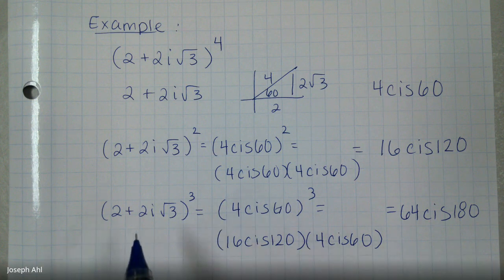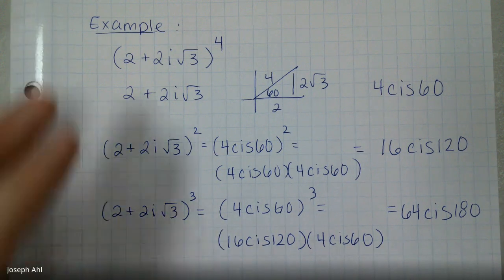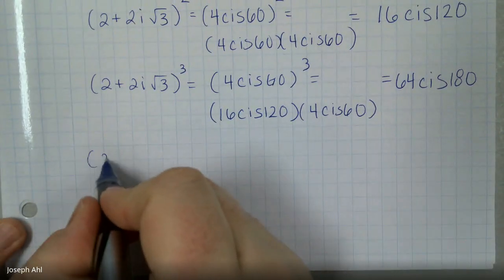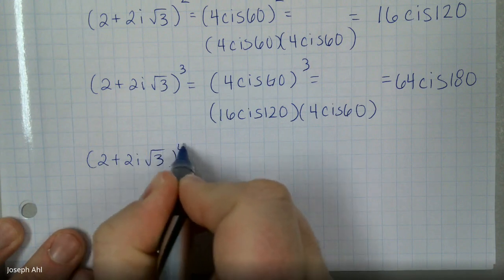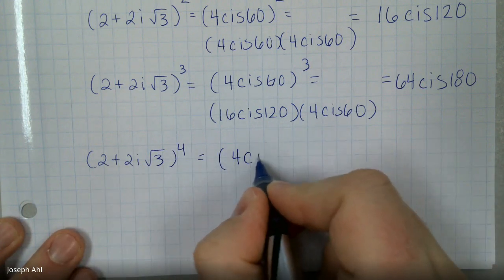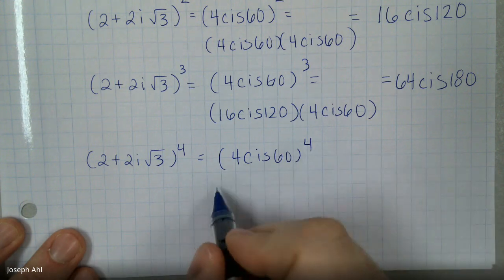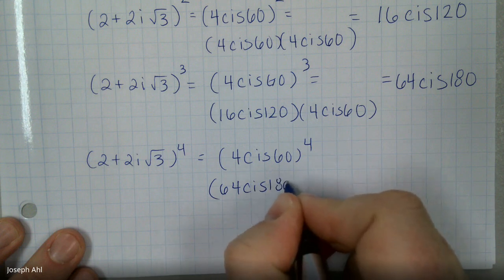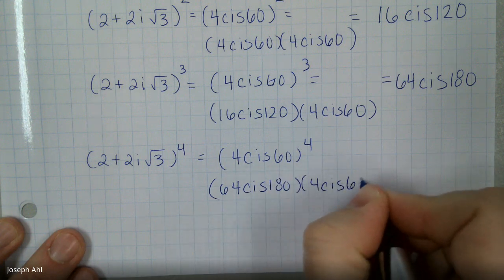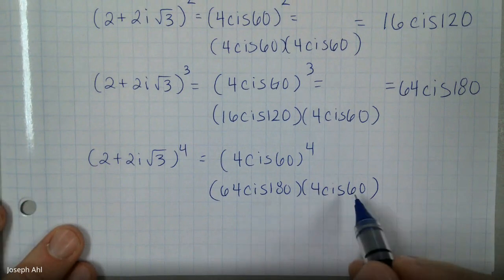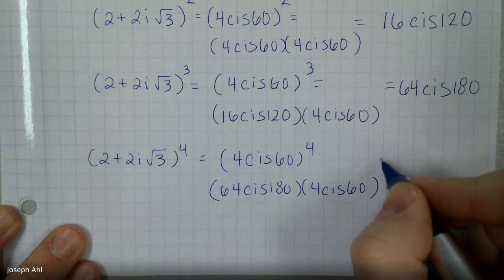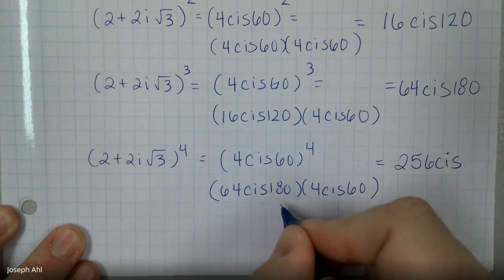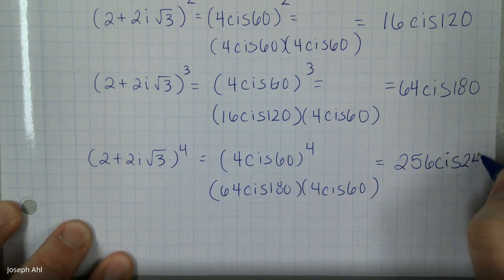Last but not least, let's build this out to the 4th power and see what the result would be. 2 plus 2i radical 3 to the 4th would be the same as 4 cis 60 to the 4th, which is taking the last answer, when it was cubed, and multiplying it by one more 4 cis 60. If I multiply by one more of these, 64 times 4 is a large number, but it's 256 cis, and then 180 plus 60 is a total of 240.